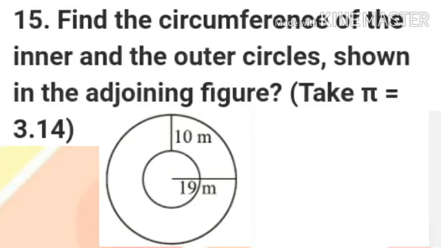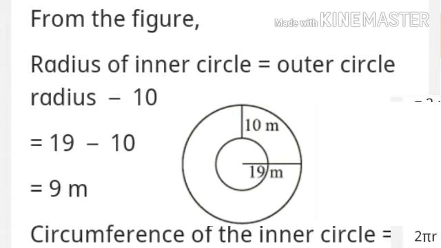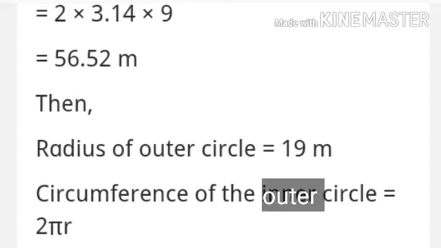Question number 15. Find the circumference of the inner and the outer circles shown in the adjoining figure. Take pi is equal to 3.14. From the figure, radius of inner circle is equal to radius of outer circle minus 10. 19 minus 10 is equal to 9 meter. So radius of inner circle is equal to 9 meter. Now circumference of the inner circle is equal to 2 pi r. 2 into 3.14 into 9. If we multiply it, we get 56.52 meter.